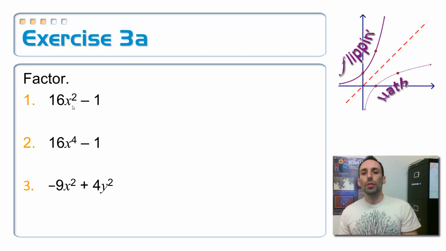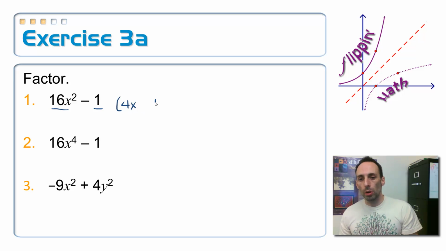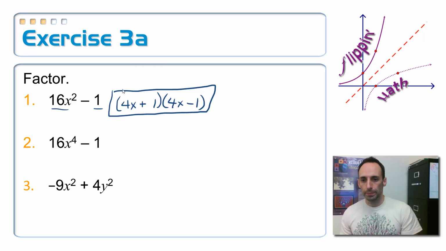Now I'm going to look at both of these terms, and I'm going to see, hey, there's a minus sign in between it. Okay, I'm good. And then, is this thing a perfect square? And is that one a perfect square? The answer is yes, because the square root of 16x squared is 4x. And the square root of 1 is 1. So I'm just going to go 4x plus 1 times 4x minus 1. Difference of 2 squares. Done.